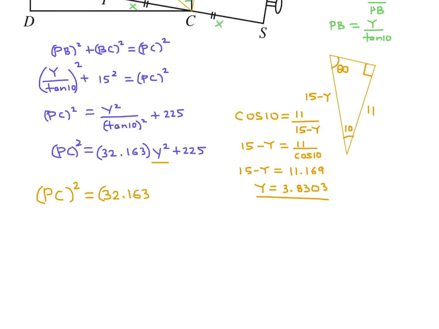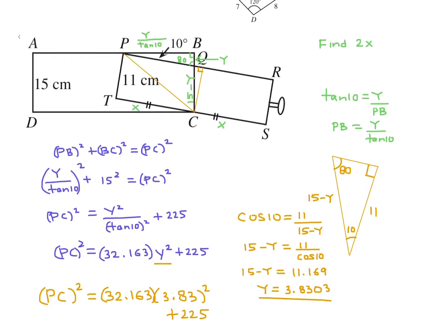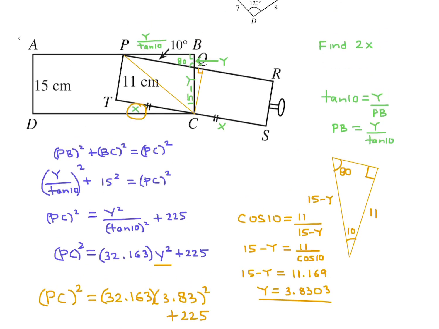You got 32.163. Y is 3.83 all squared plus 225, like that. Okay. If you do that, you'll get 696.871. And then if you take the square root of that to get PC, you'll get approximately 26.398. All right, now we're at a final step, which is trying to figure out x.